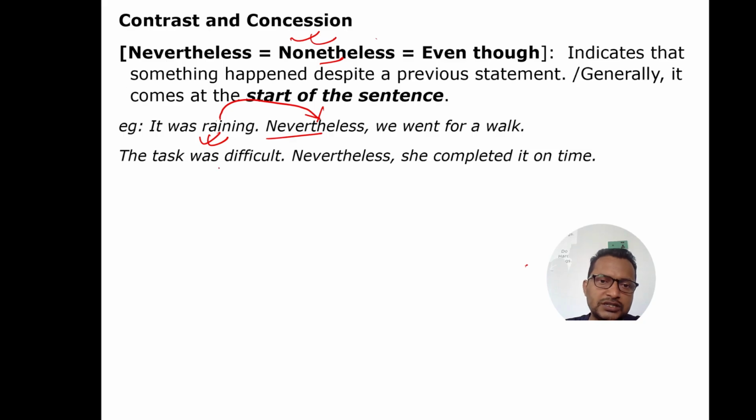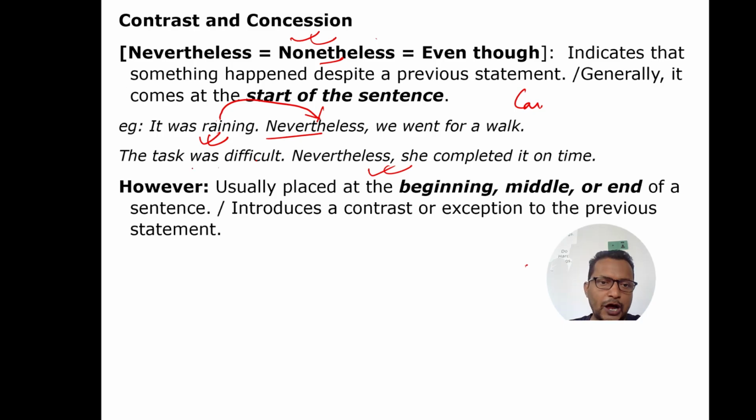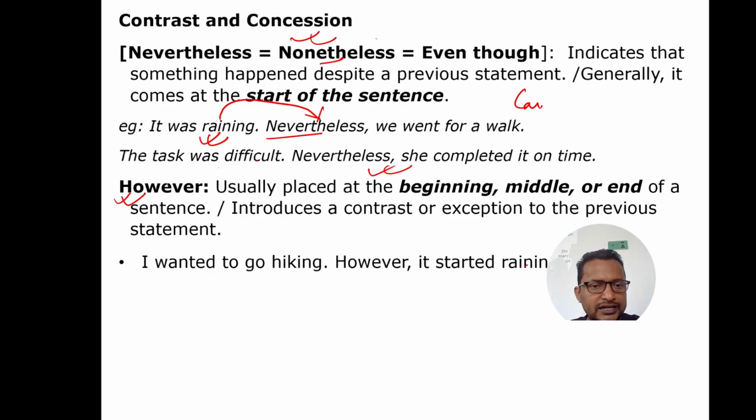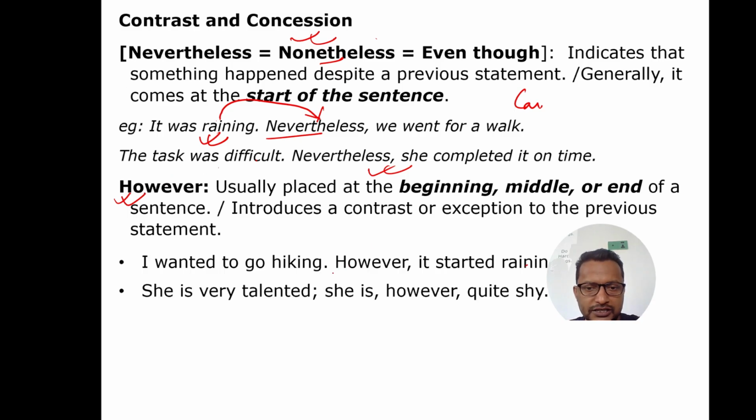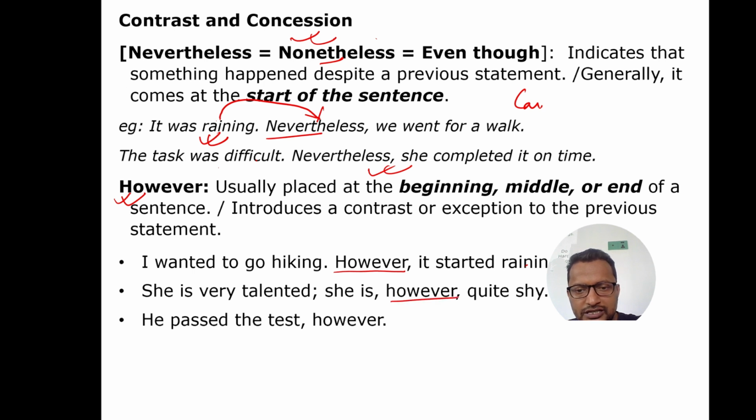And then the task was difficult, nevertheless she completed it on time. The task was difficult, even though she completed it on time. Basically the same thing. You are showing the contrast or concession. Okay. And then however is also the same. You need to use it when you are showing the contrast or concession, but generally however can come at the start of the sentence, in between the sentence, and then it can come at the end of the sentence also.